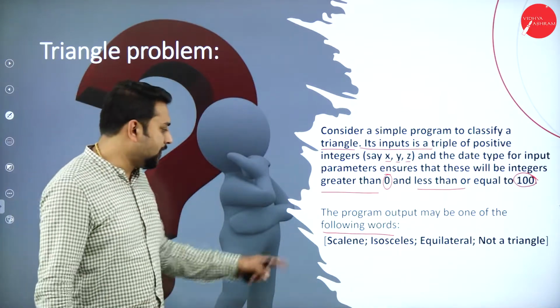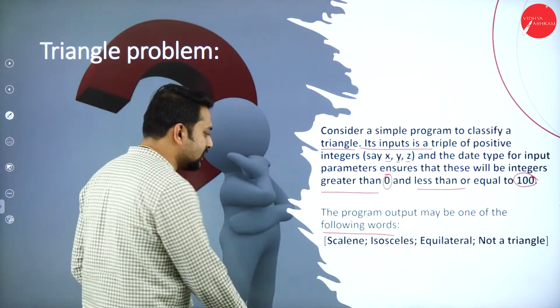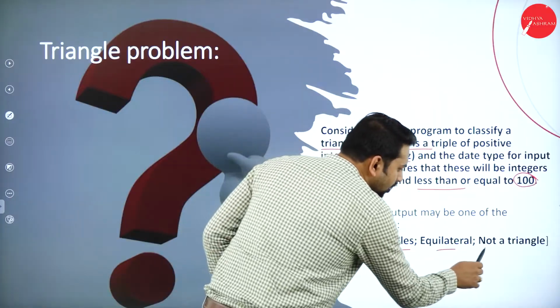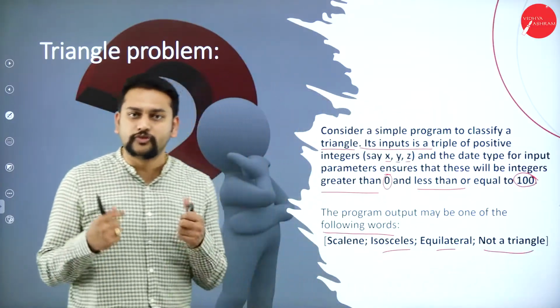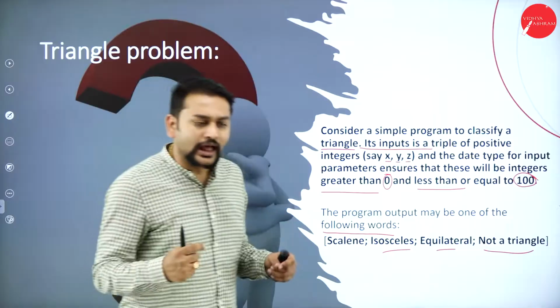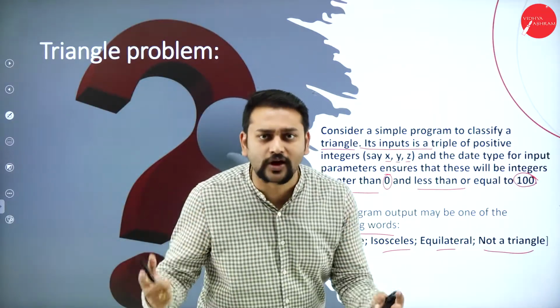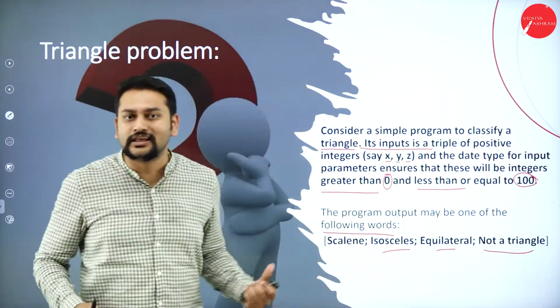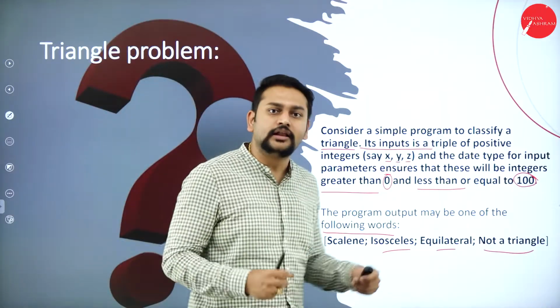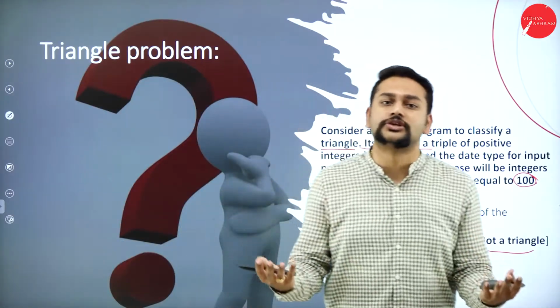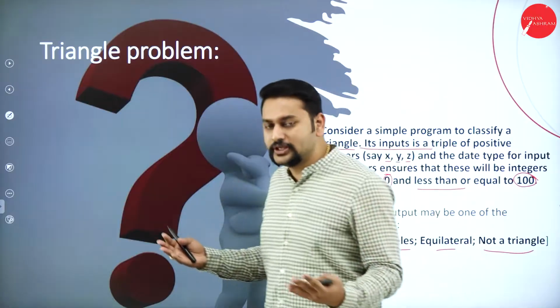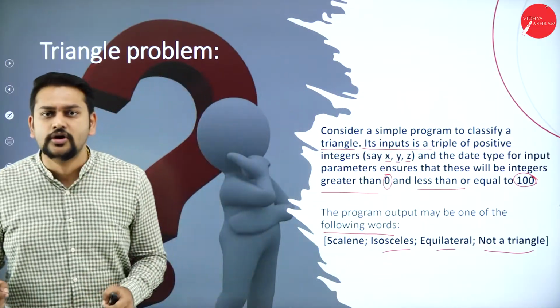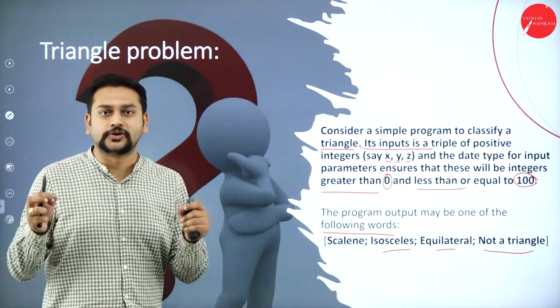Your output will be one of scalene triangle, isosceles, equilateral, or not a triangle. You will have 4 possible outputs. The first is scalene triangle, then isosceles triangle, equilateral triangle, or not a triangle. This should be the concept that you remember, with respect to the question.